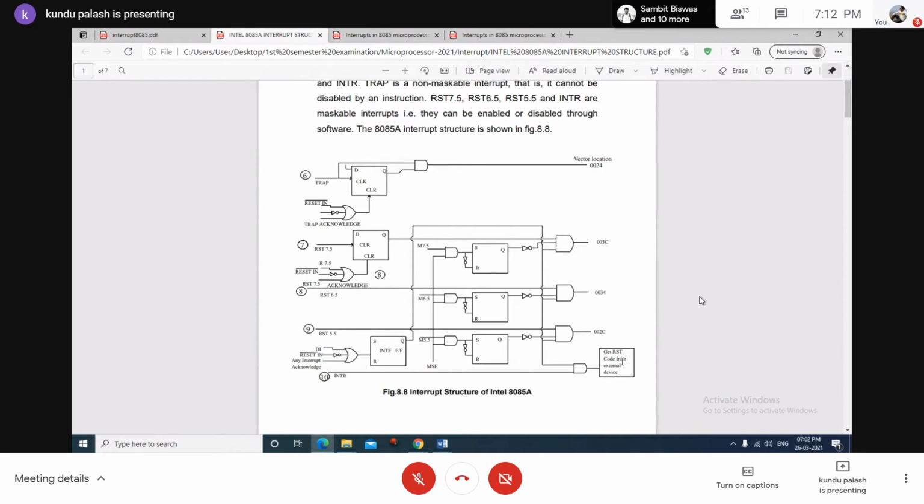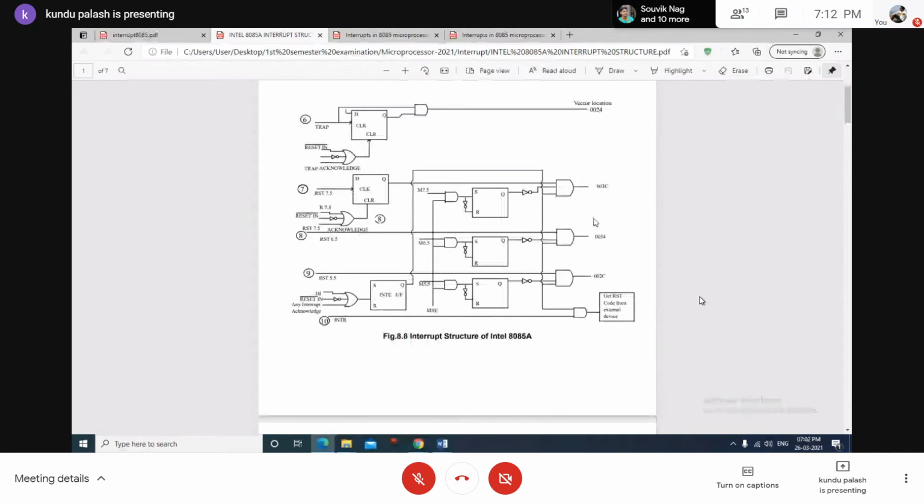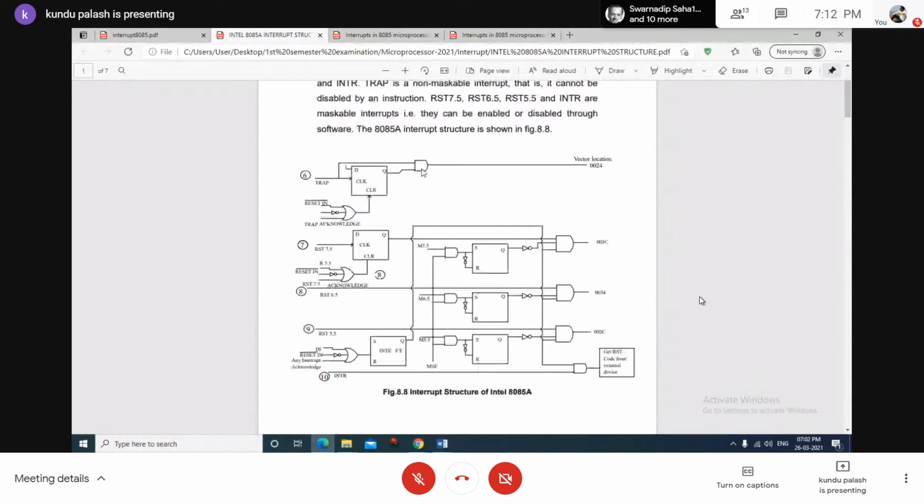This diagram, you must understand what is the meaning of this diagram. For trap, this is the vector location, and you can notice there is no masking operation for trap. It is not maskable. Why? Trap has got the highest priority in the vector interrupt system, and it cannot be masked. That means whenever multiple interrupts occur, the trap will always be serviced.